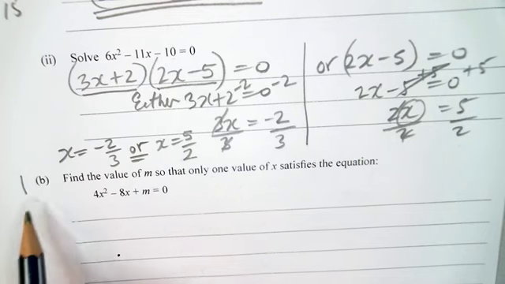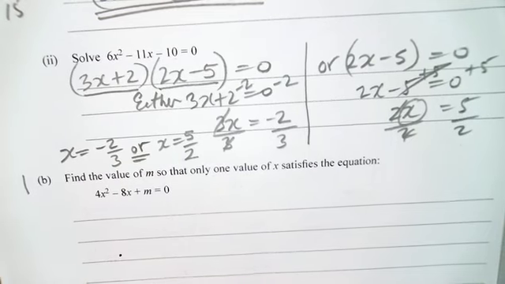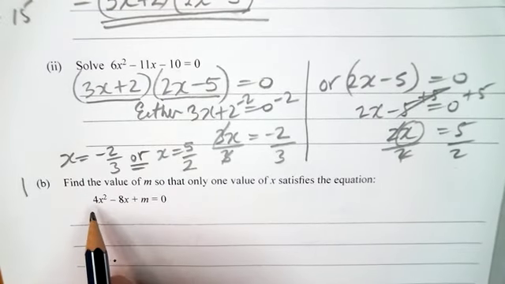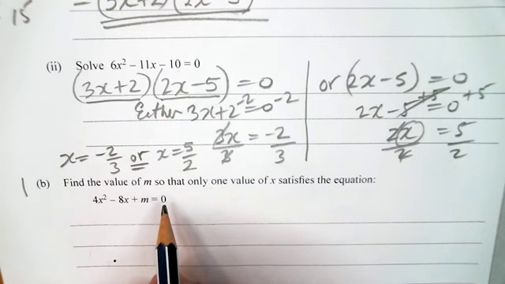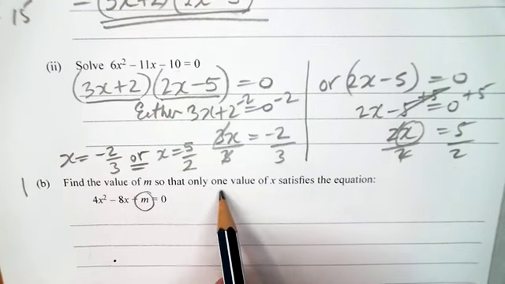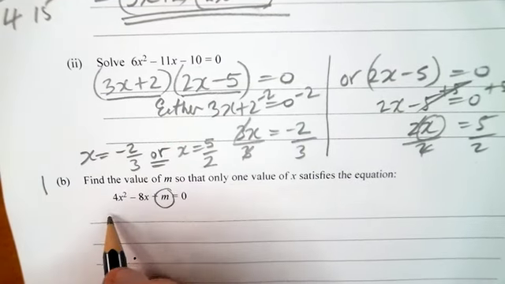All right, let's take a look at 1b from the 2013 NCEA 2 external final for year 12. We've got this equation: 4x squared minus 8x plus m is 0. And we want to find the value of m such that only one value of x satisfies the equation. So let's go ahead and do that.